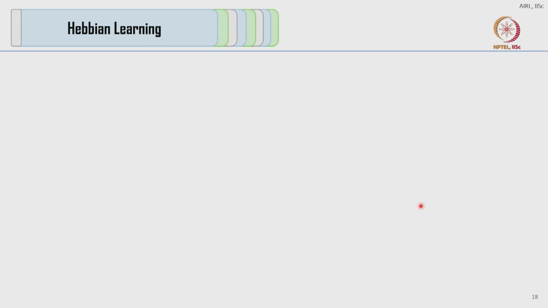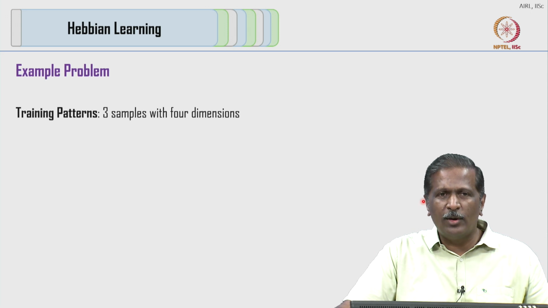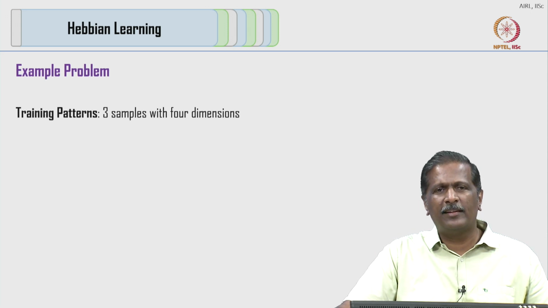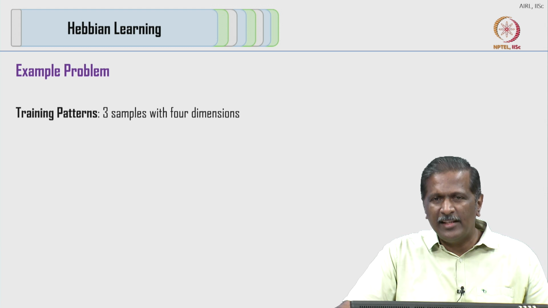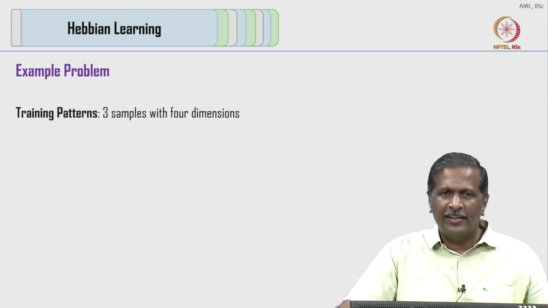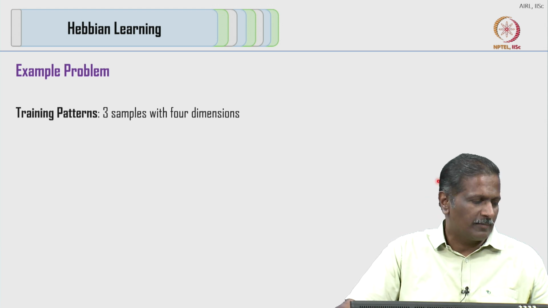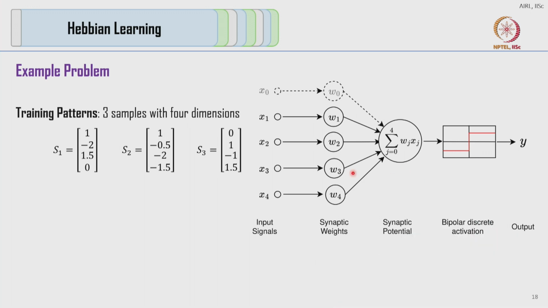Now, let us try to understand how to use Hebbian learning to find the weights of the neuron. Let us take a simple example. I am going to look at 3 samples with 4-dimensional data, S1, S2, S3. These are 3 observations sampled from the distribution space, and each observation has 4 dimensions. So, I have 4 inputs: 1, -2, 1.5, 0.